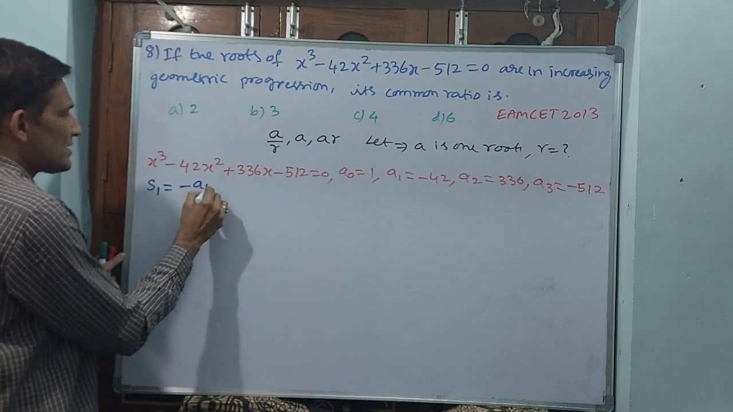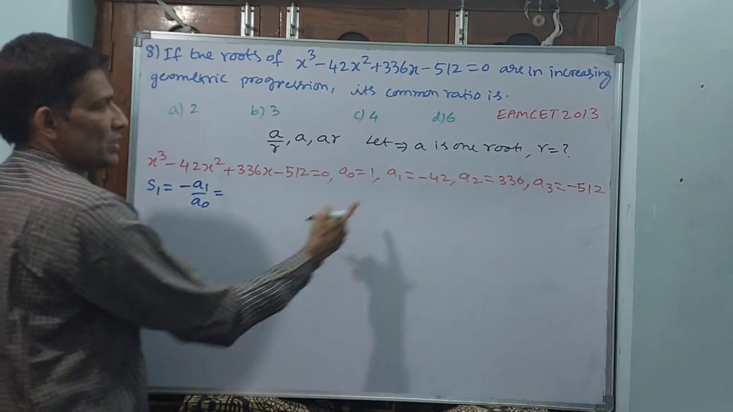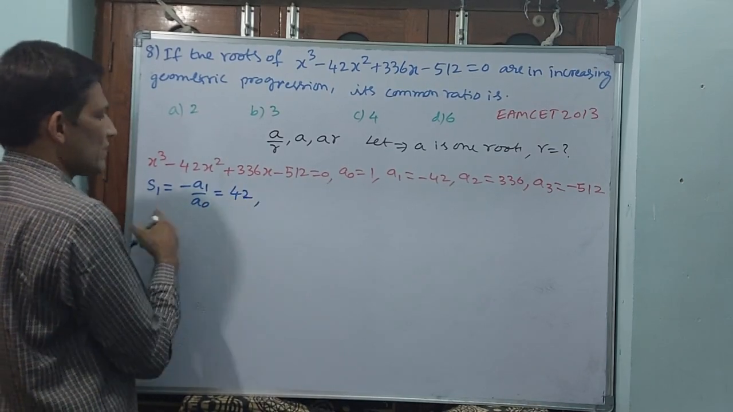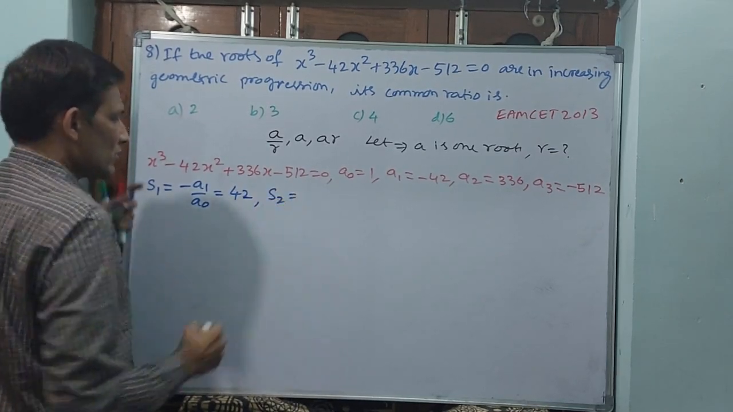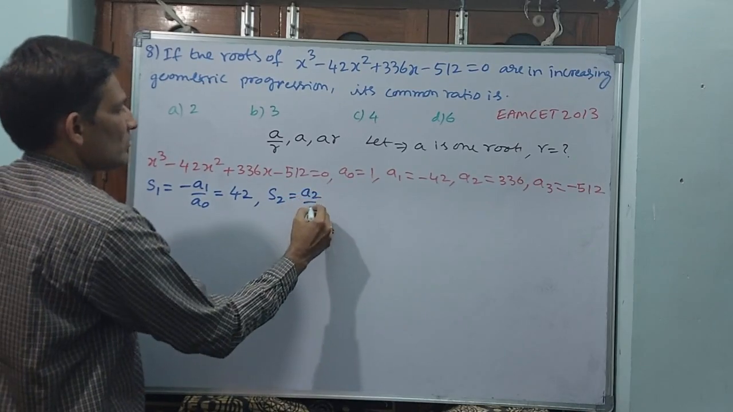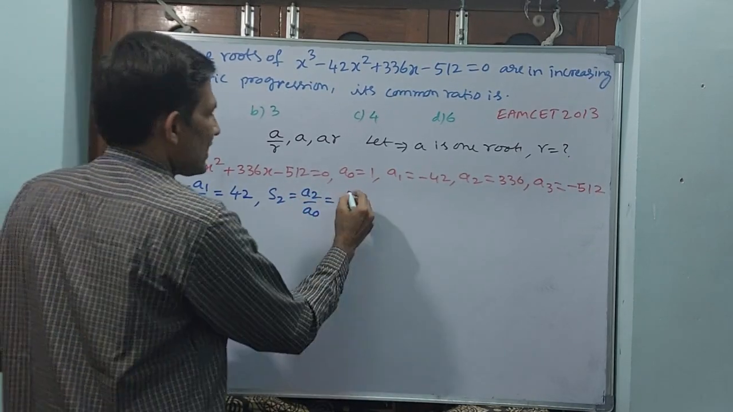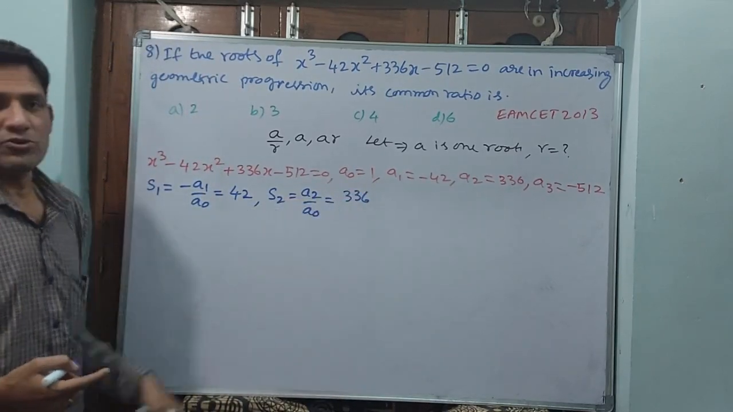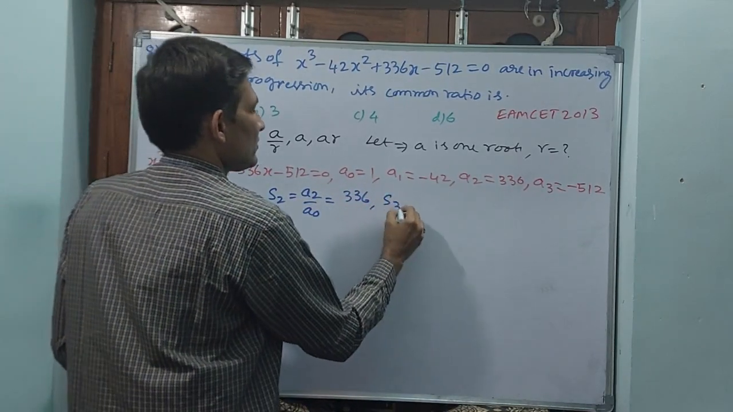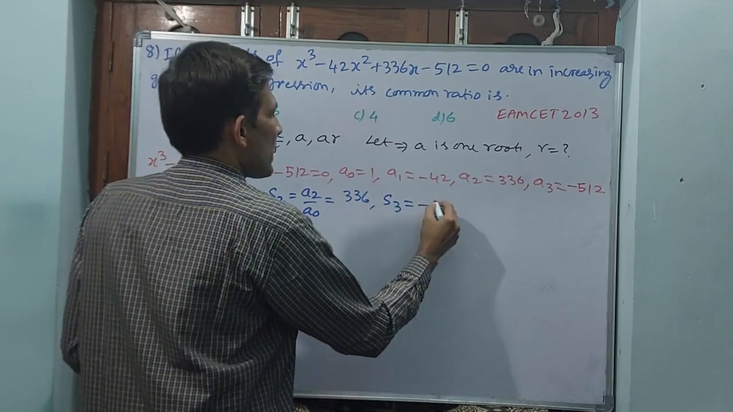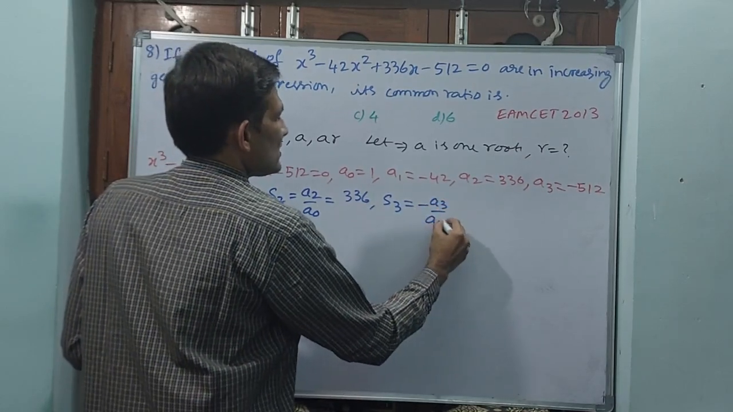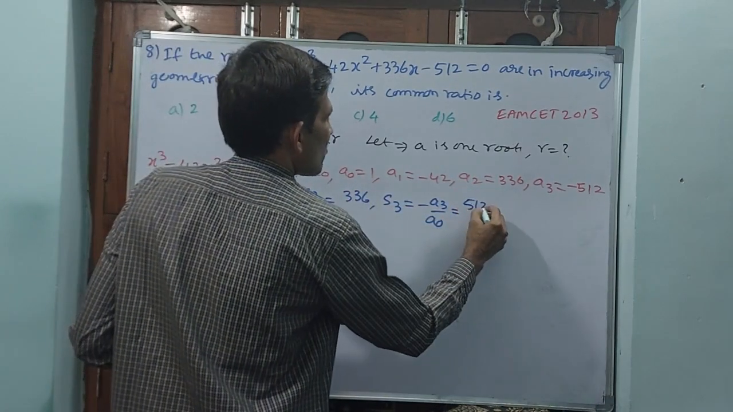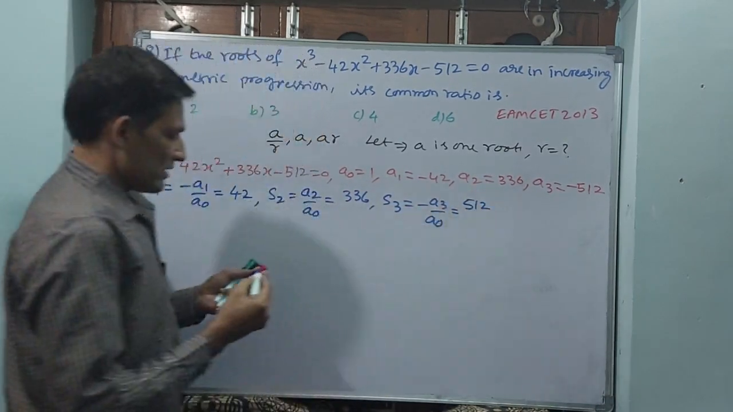S1 is equal to minus A1 by A0, that is equal to minus of minus 42 by 1. I need not write. Okay? S1 is 42. S2 is equal to A2 by A0, that is 336. That's all. Why? Because you need not write A0, because A0 is 1. Now go for S3 also. S3 is equal to minus A3 by A0, that is minus of minus 512 divided by 1, that is 512. You need not write. Okay?